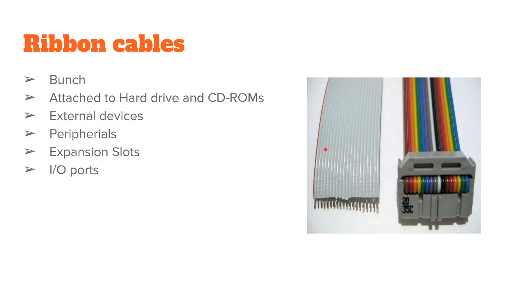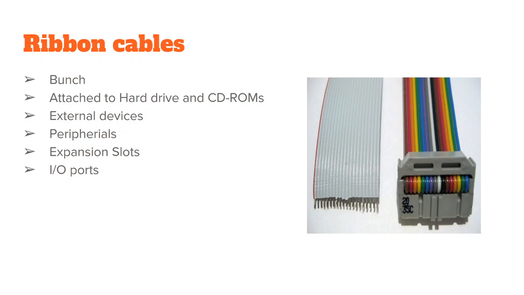And not just the CD-ROMs and the hard drive, it is also used to connect the external devices. How is the external device connected? Of course you connect the external device to the peripheral ports that we have discussed before, but from the ports to the motherboard or the processor, you need these ribbon cables. Peripherals also include your printers and any other peripherals that you're using with the system.